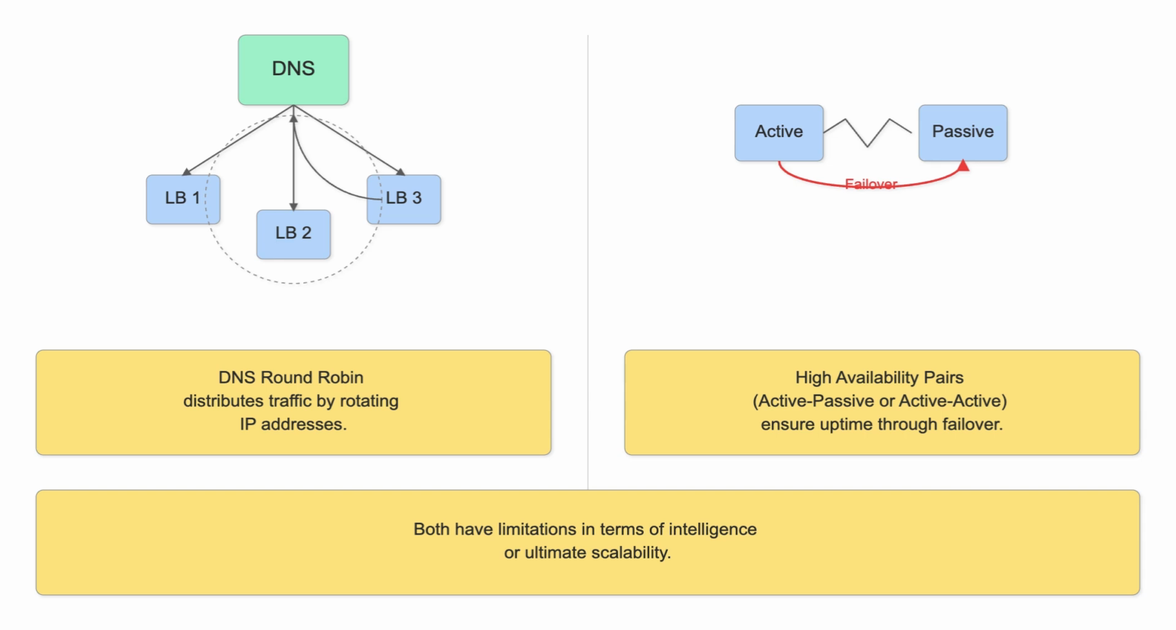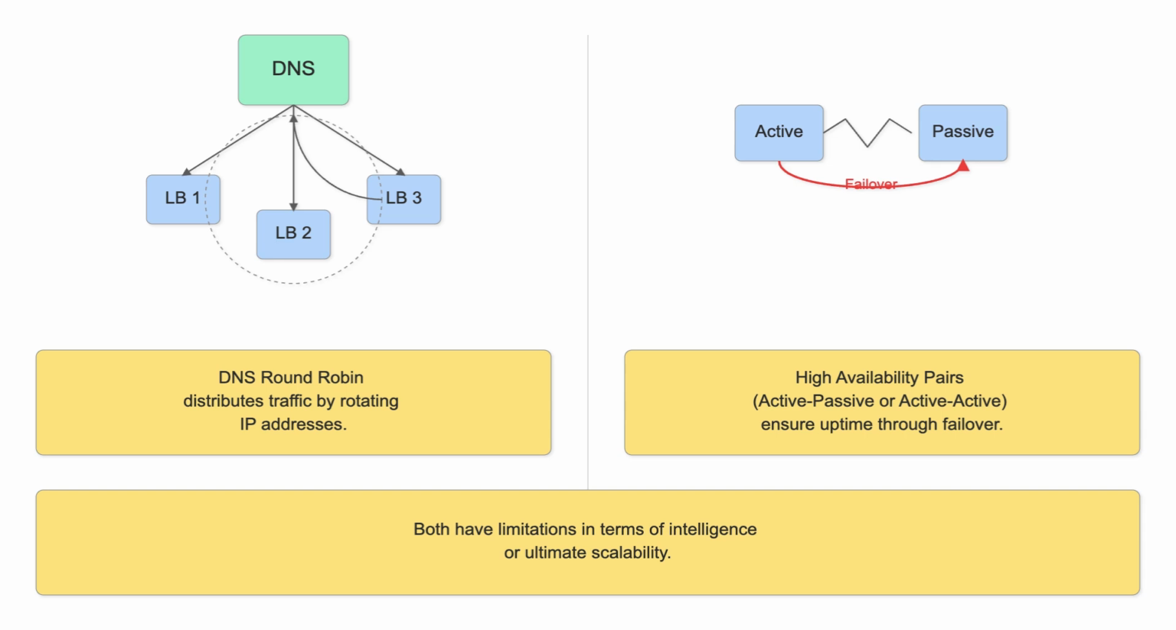Next, we have high availability pairs. This involves two load balancers, one active and one passive, sharing a virtual IP. They communicate via heartbeat packets. If the active node fails, the passive node takes over almost invisibly. Active-active HA is more sophisticated, with both nodes handling traffic simultaneously. While this maximizes resource utilization, both DNS round-robin and HA pairs have limitations. Either a lack of intelligence or being constrained by the capacity of just one or two nodes.